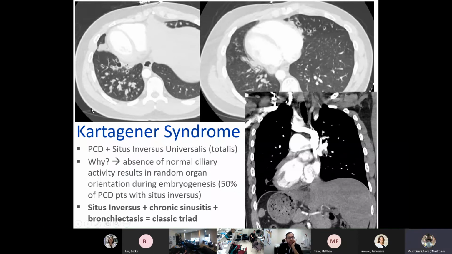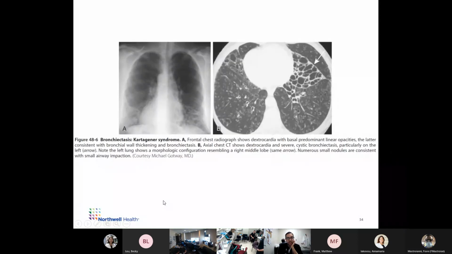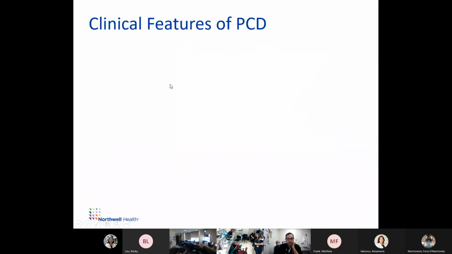Of course, the classic triad here is situs inversus with chronic sinusitis and bronchiectasis. Here's another image. I just like to put a lot of images here, but you can see the classic cystic bronchiectasis over here, and then other areas of bronchiectasis and mucus plugging, mucoid impaction with the dextrocardia.